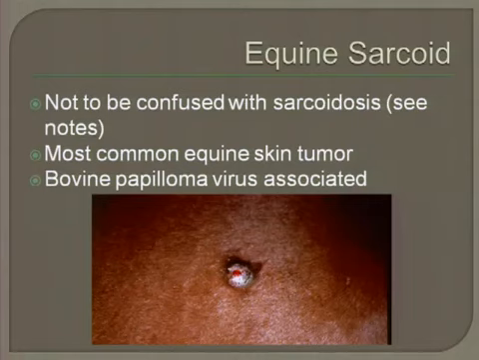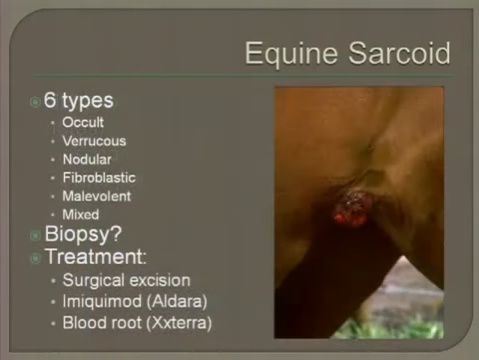They have very variable presentations. There are 6 different types of them. Basically, if you ignore the mixed category, when you go from occult to malevolent, that's increasing in order of malignancy. So sarcoids do not metastasize, but they can be very locally invasive. And they can progress from a more benign form to a more malignant form. And one of the things that can lead to that progression is trauma.